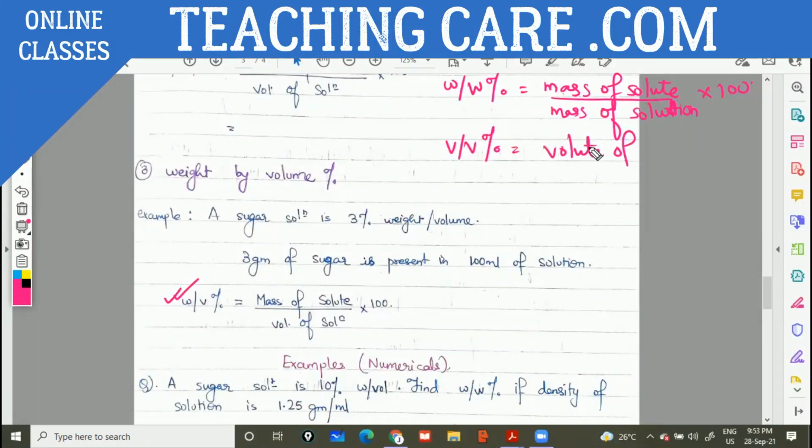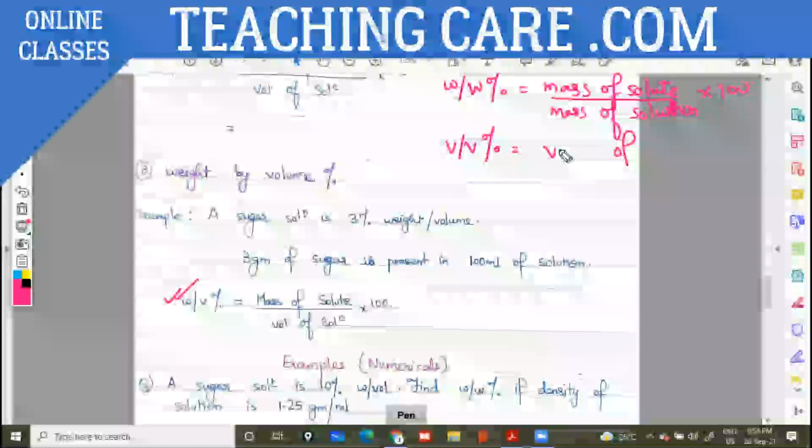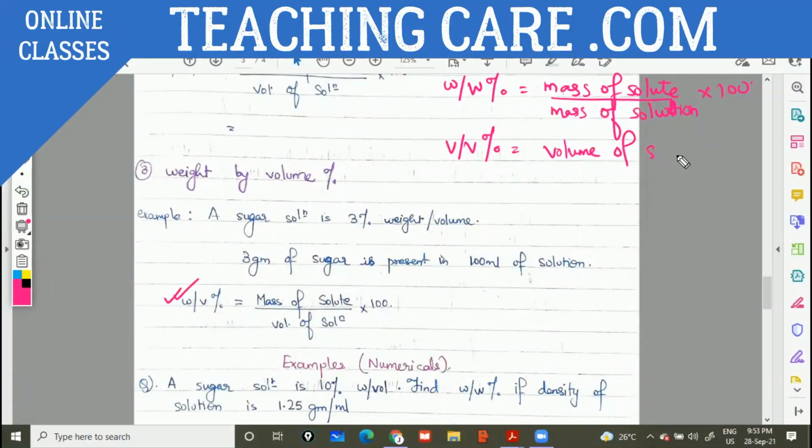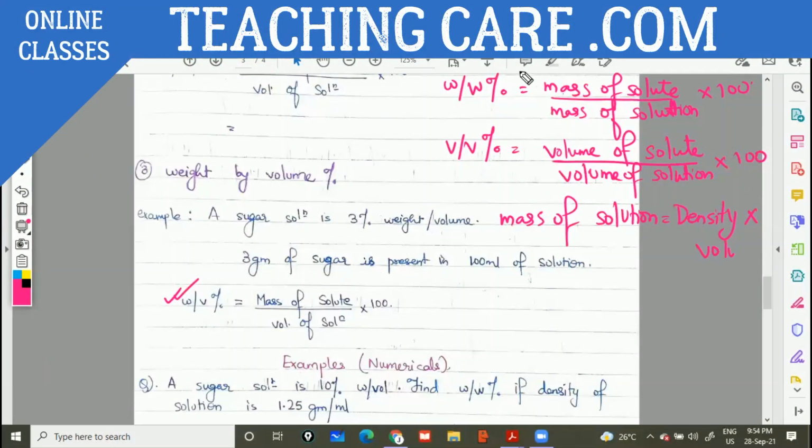My mistake. Volume of solute above, below you have volume of solution into 100, and mass of solution is equal to density into volume. Use 1, 2, 3 and this 4 to do these sums. Chalo. Do it and show me.